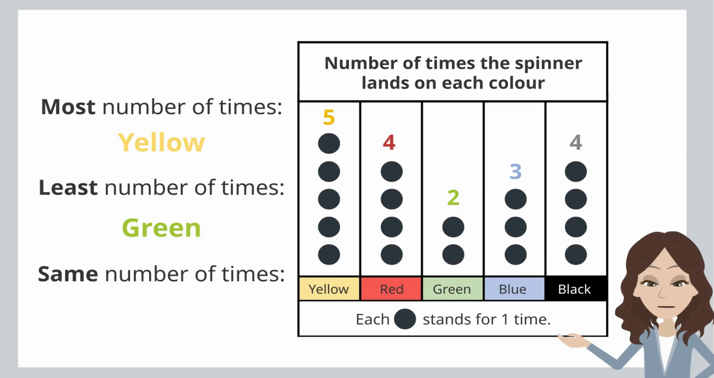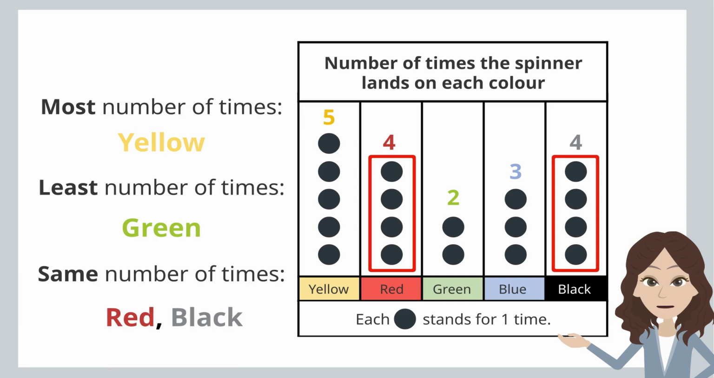Lastly, let's find the two colors that the spinner landed the same number of times on. From the pictogram, we can see that both the red and black columns have 4 circle symbols, indicating that the spinner landed on them 4 times each. So, the two colors that the spinner landed on the same number of times is red and black.